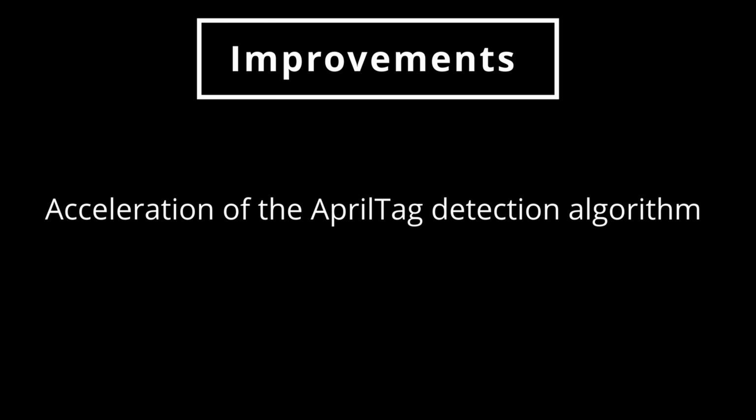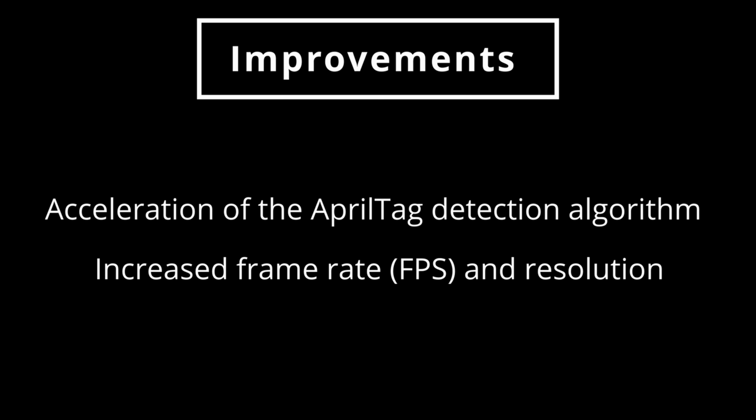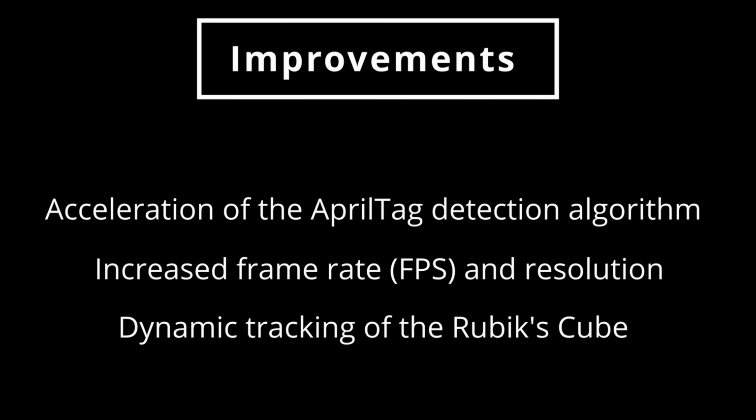In conclusion, both of these problems can be addressed by accelerating the April tag detection algorithm through hardware implementation using FPGAs. The increase in performance would enable a higher frame rate and resolution, allowing the camera to dynamically track the cube. This would reduce the complexity of the moves, correct movement errors, and significantly speed up cube tracking.